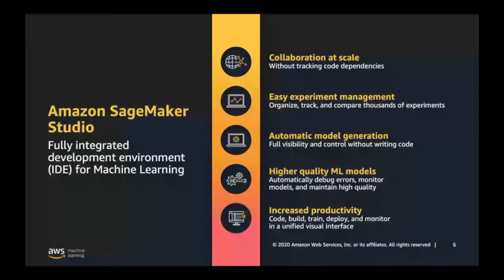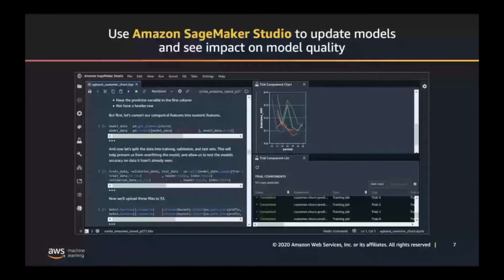So here is what Amazon SageMaker Studio looks like if you have not opened it before. In this example, we are making updates to the model inside the notebook, and we are seeing how changes impact model quality using a side-by-side view of the notebooks and training experiments.